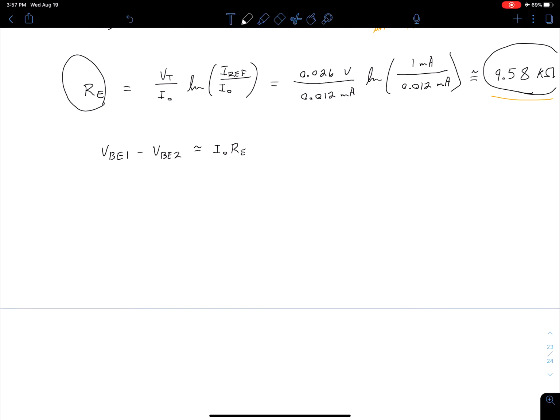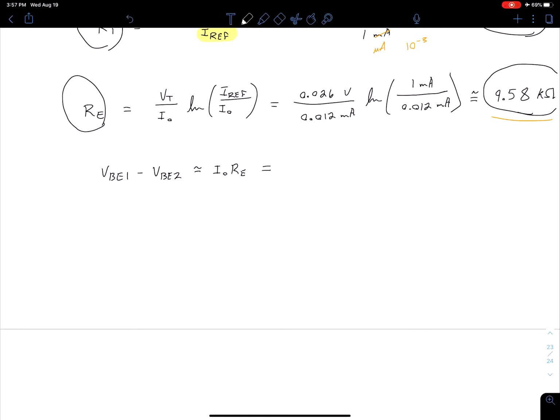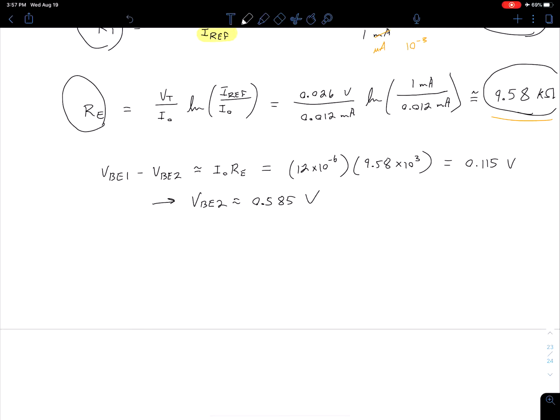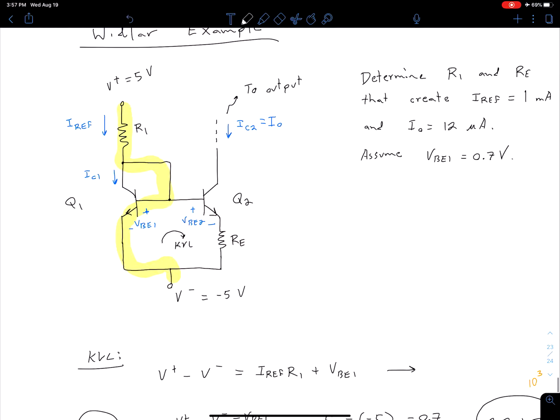Okay, so if we plug in our known values then, now that we have our RE value, this was 12 microamps for our output, so 12 times 10 to the minus 6, and this is 9.58 times 10 to the third. I've gone back to my amps and my ohms just to make sure I've not made any mistakes. If I plug that in, I see that is 0.115 volts. And so what that means is that our VBE2 is approximately equal to 0.585, because remember we were told that our VBE1 is 0.7.